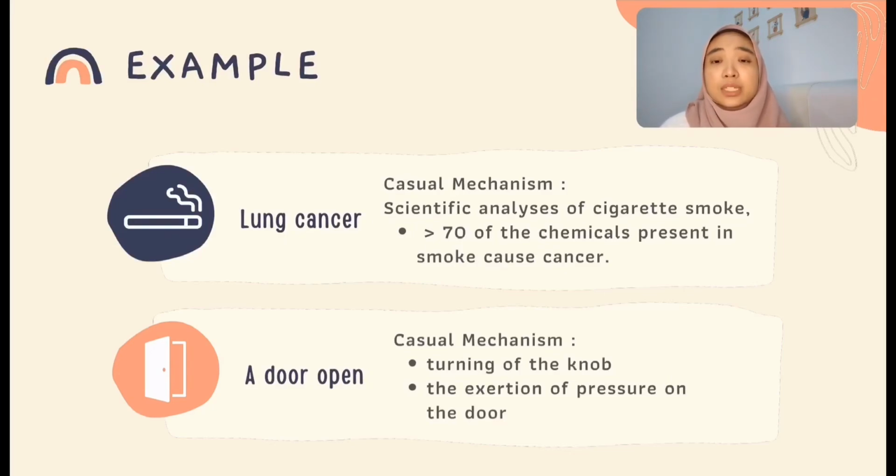The first example is the case of lung cancer. Scientific analysis of cigarette smoke has shown that at least 70% of chemicals present in cigarette smoke will cause cancer in the laboratory. This established a causal link between the component parts in the smoke and cancer. Second, the causal mechanism for opening a door is the turning of the knob and exertion of pressure on the door. Opening the door relates to the activity so that the door will open.